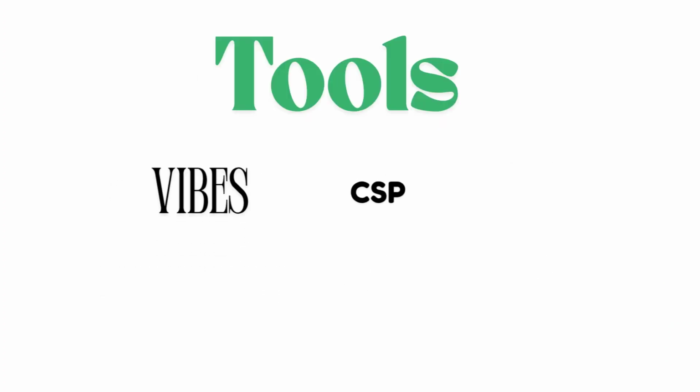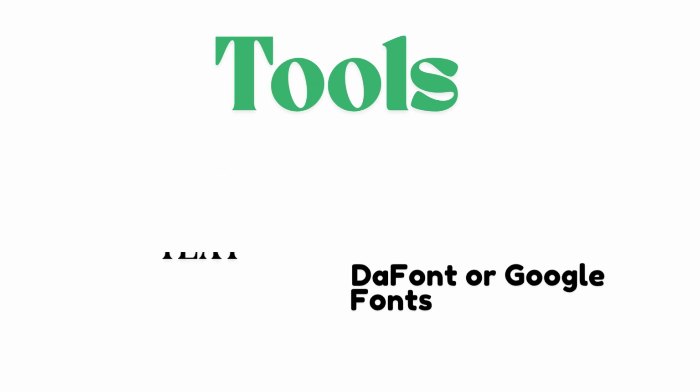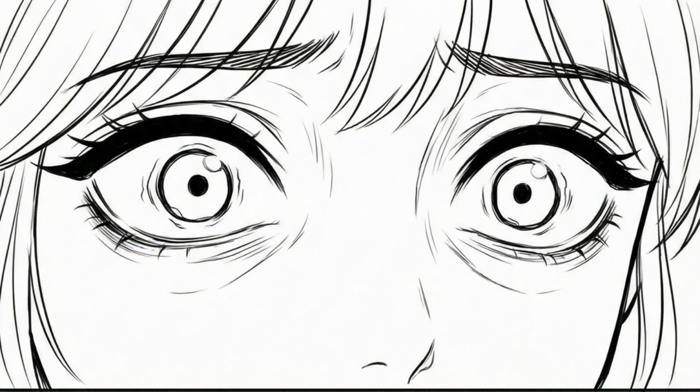For vibes, use CSP brushes. Cloud brushes for mood, rain brushes for drama, foliage brushes for trees. Don't paint every leaf by hand. For text, go to DaFont or Google Fonts. Pick a font that matches your genre and stick to it.